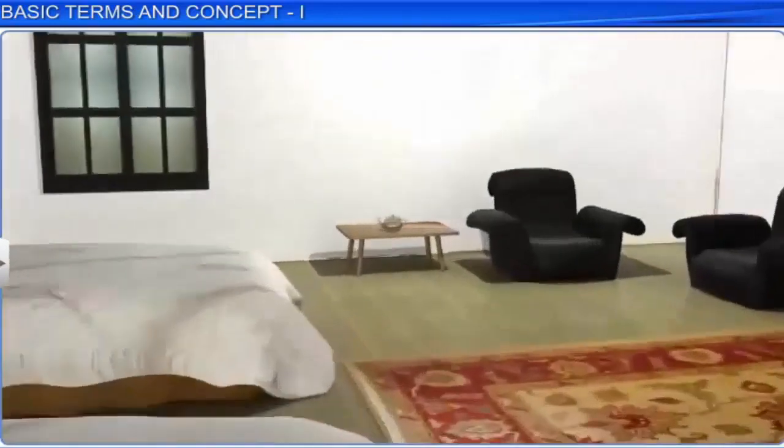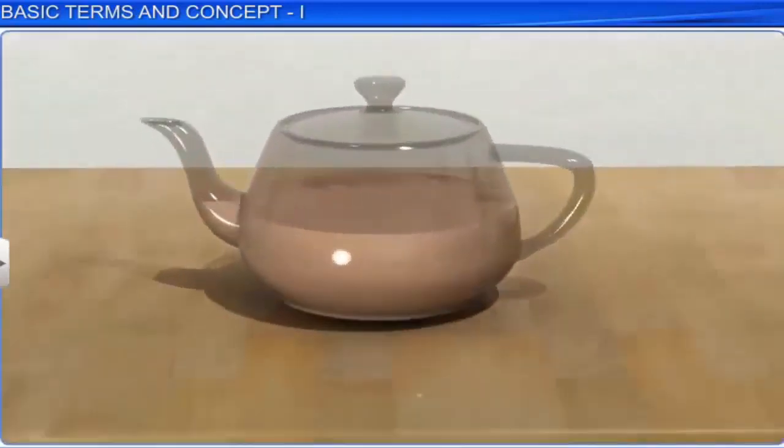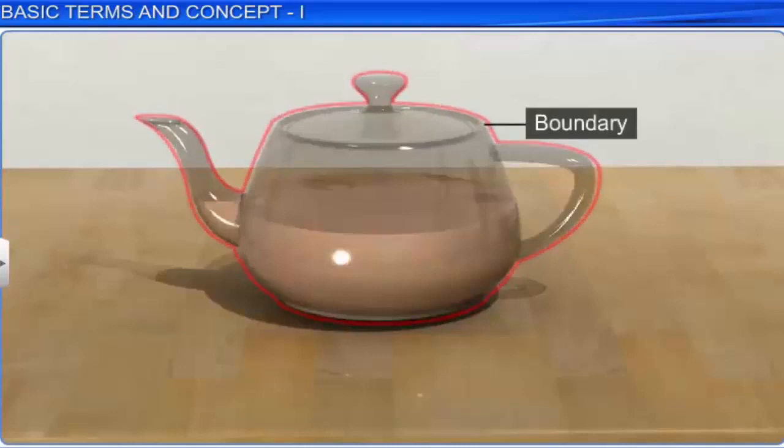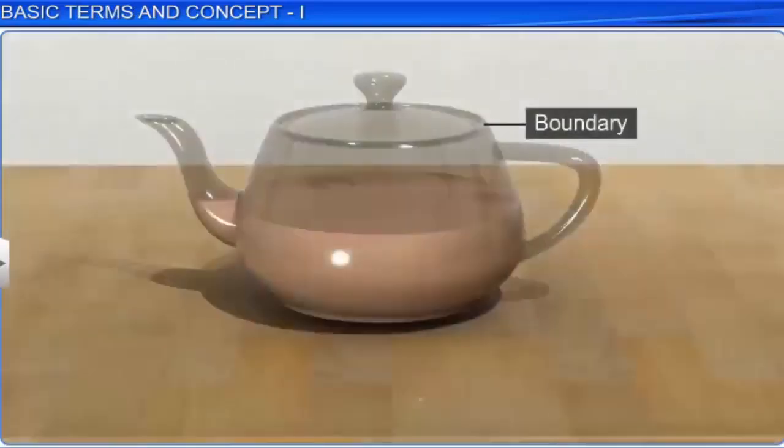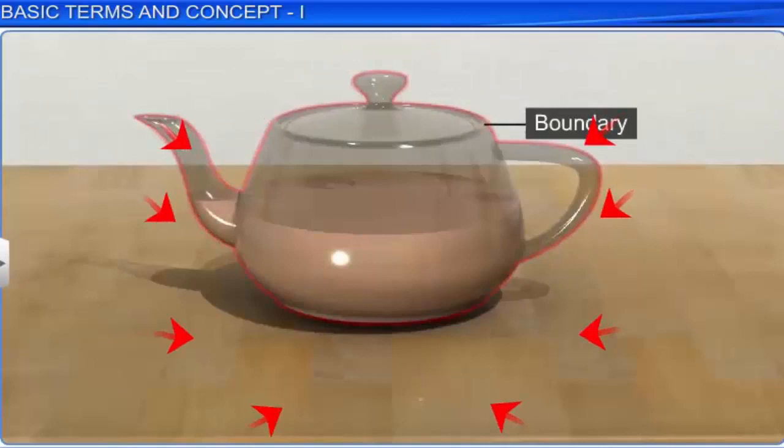The part that separates a system from its surrounding is known as boundary. In this case, the wall of the teapot is the boundary. Note that a boundary can be real or imaginary, and it controls the flow of energy and matter into the system or out of the system.